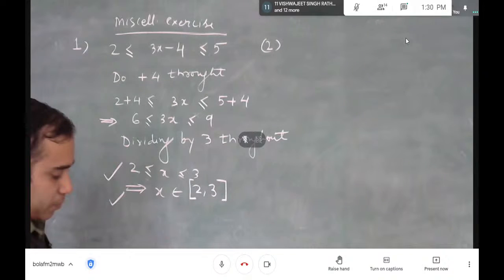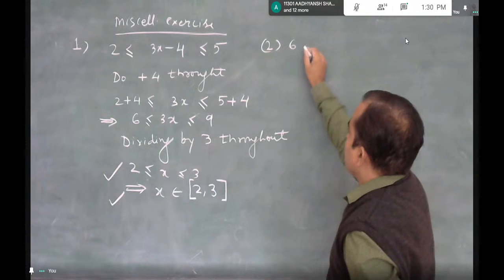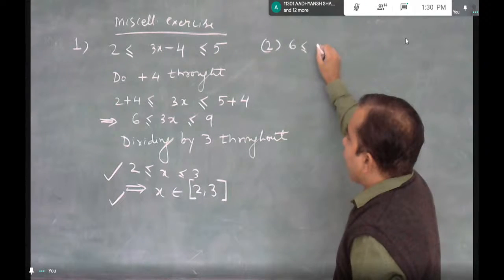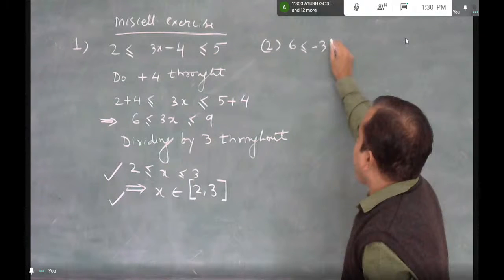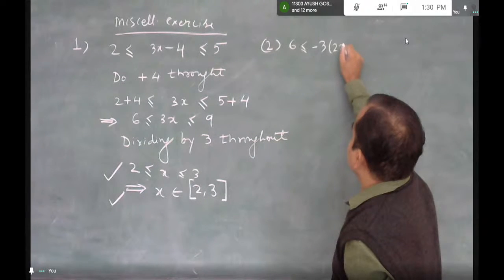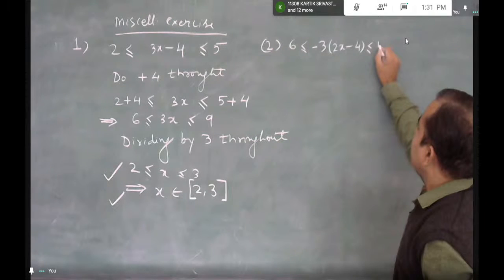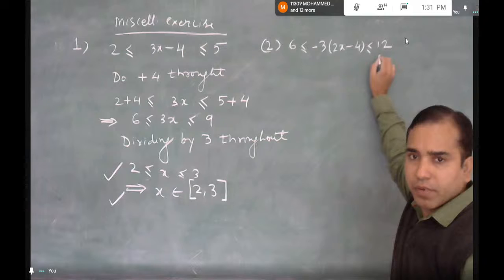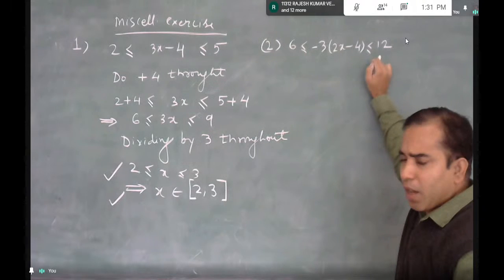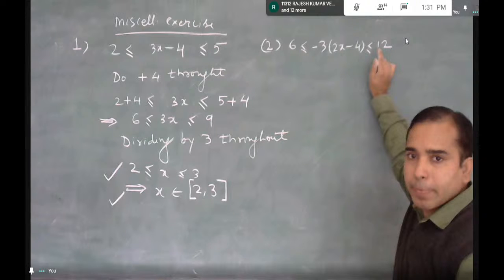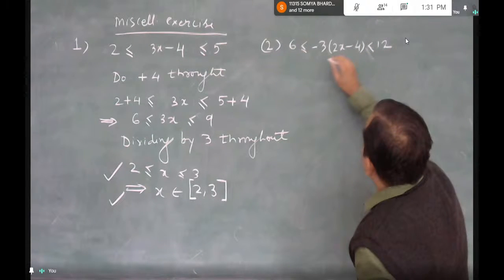Sir, 6 is smaller than or equal to minus 3 into 2x minus 4, with 2x minus 4 in brackets, is smaller than or equal to 12. Okay, so we will also solve this. Only smaller, not equal to. Okay, fine. Here it is less or equal to, right?